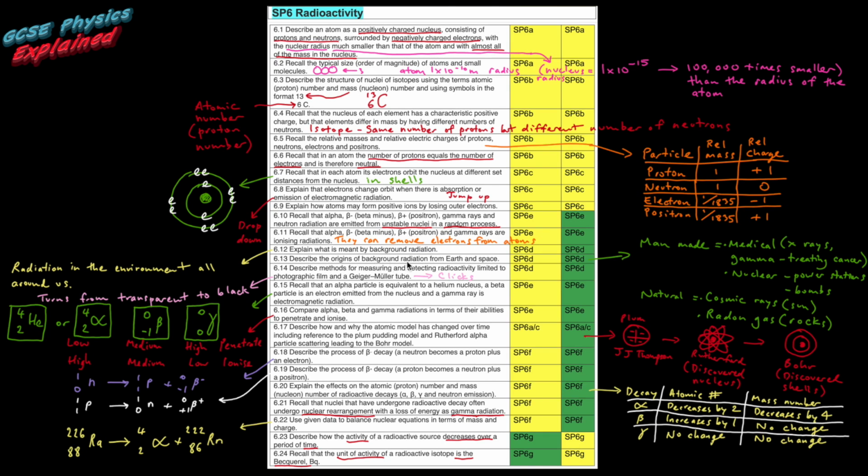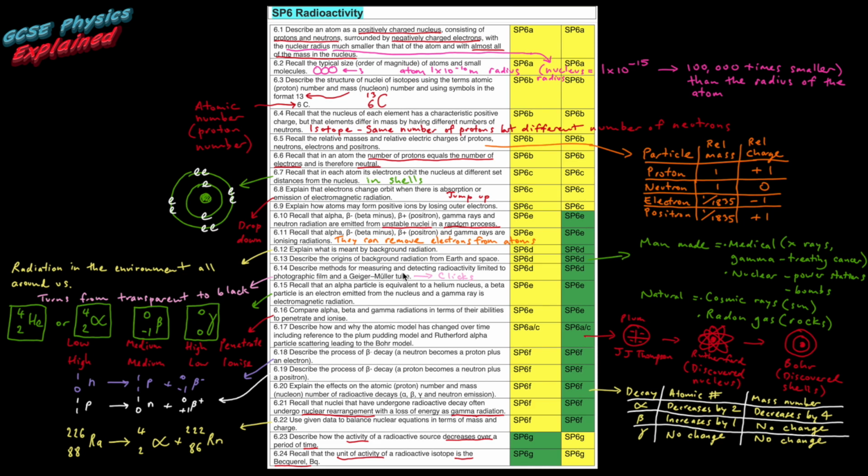Describe the origins of background radiation from Earth and space. Let's have a look. Basically, you've got to break it down into man-made sources of background radiation and natural. Man-made sources could be from medical X-rays, gamma rays treating cancer, nuclear power stations or nuclear bombs. And sources of natural could be cosmic rays from the sun and radon gas. There are more sources. Check out my video on background radiation if you need to know more.